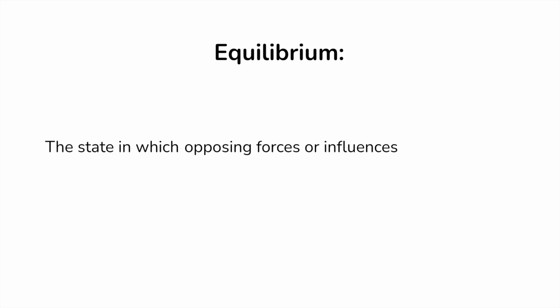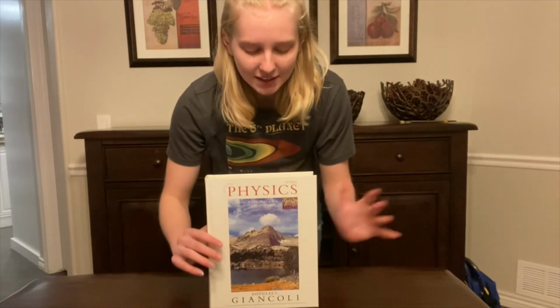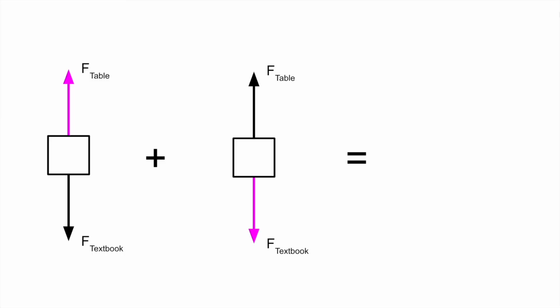In physics, equilibrium is defined as a state in which opposing forces or influences are balanced. For example, right here, I have a physics textbook. When I set the textbook down on this table, it is in equilibrium because the force exerted by the textbook is canceled out by the force exerted by the table.